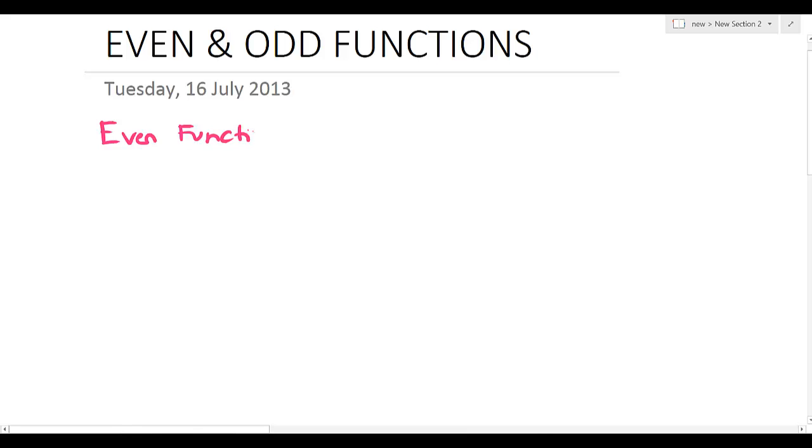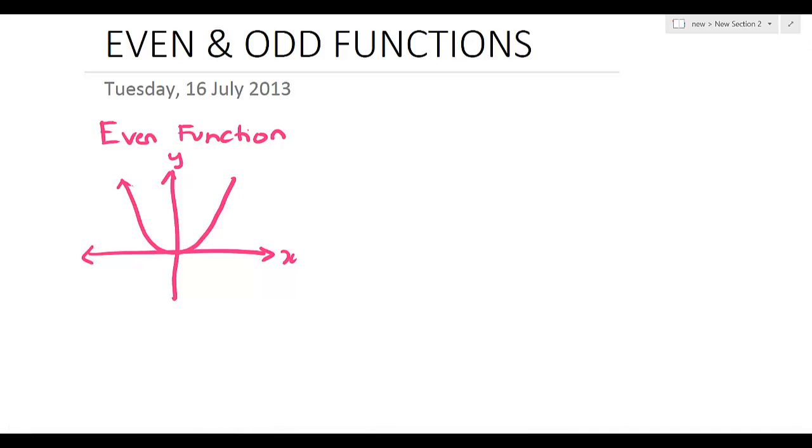We define even functions as functions which are symmetrical about the y-axis. That is, if you have a graph, this graph will be symmetrical around that y-axis. So that means the y-axis acts as the vertical axis of symmetry. As you can see here, this is a symmetrical graph, with the y-axis acting as the axis of symmetry.